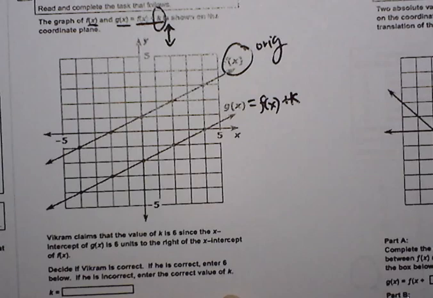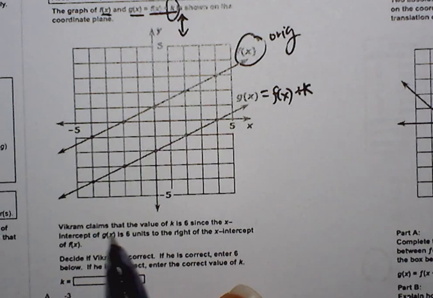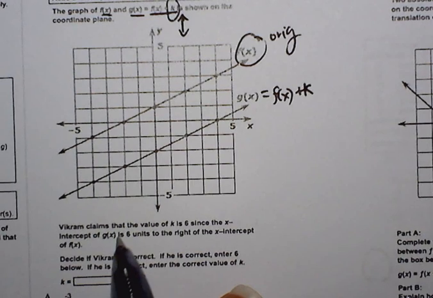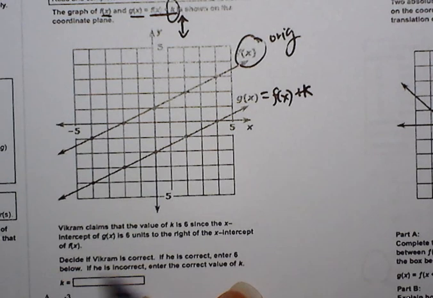Okay, so Vikram claims that the value of k is 6 since the x-intercept is 6 units to the right. So he says it's 6. Decide if Vikram is correct. Otherwise, give the value of k.